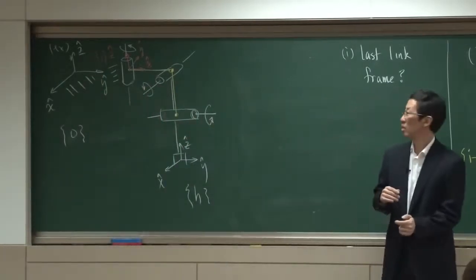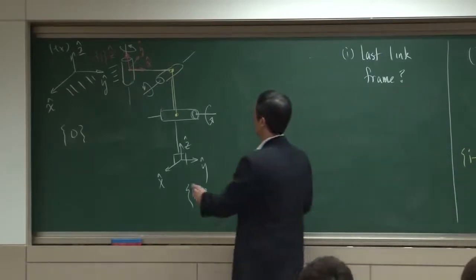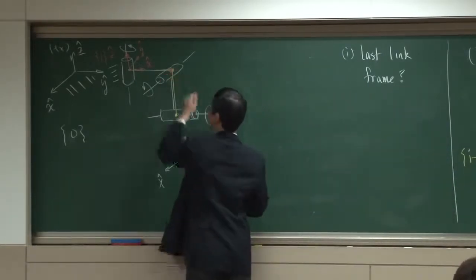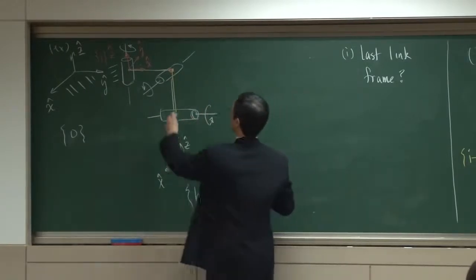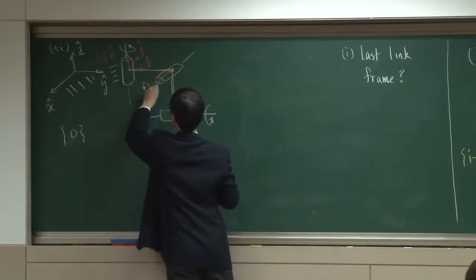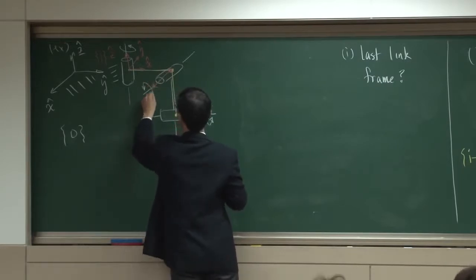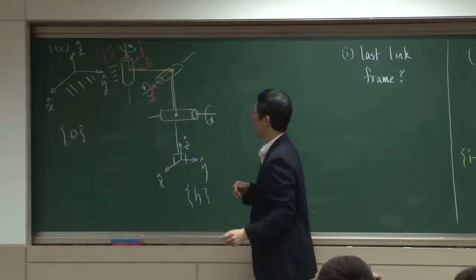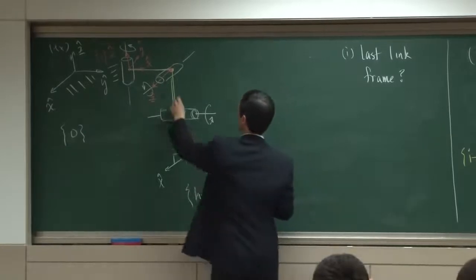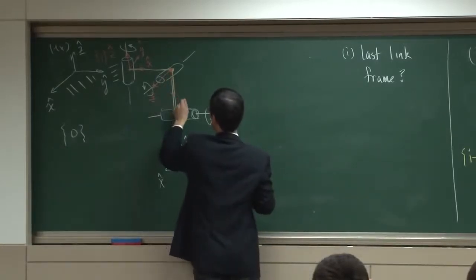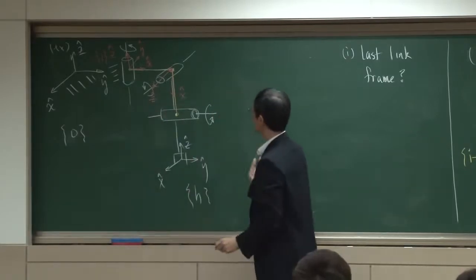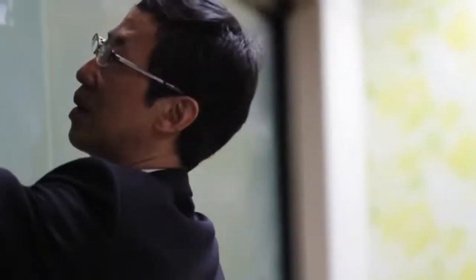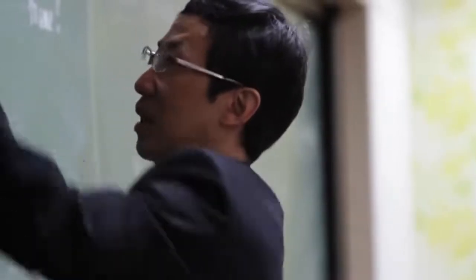Okay, frame 2. Let's see. Here's the origin of frame 2. Z-axis points in the joint axis direction. That way, so that's my z. X-axis points in the link direction, or the mutual perpendicular line direction, so that's x. So x cross y has to be z, so y has to be that way. So that's my frame 2.